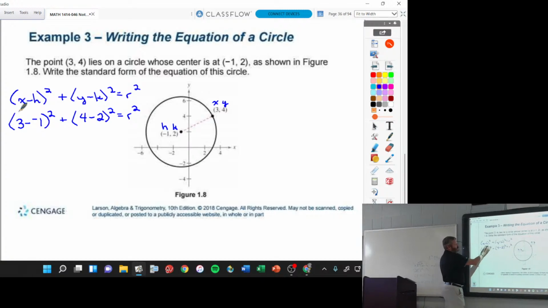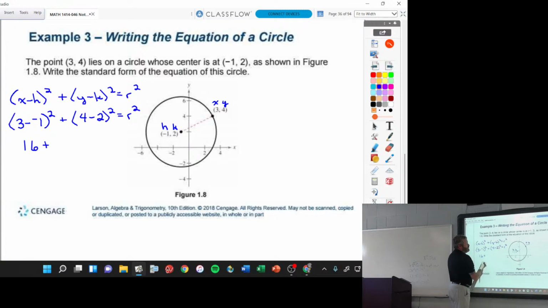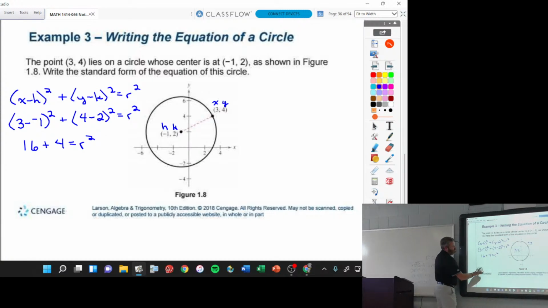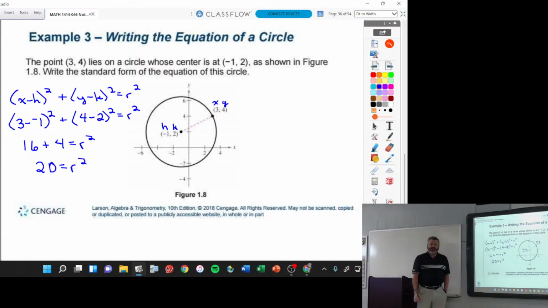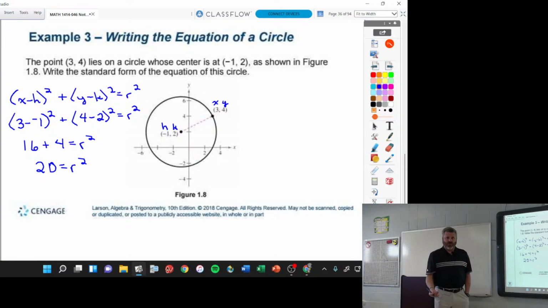Over on the left side, I have 3 minus a -1. That's 4. 4 squared is 16. Plus 4 minus 2 is 2. 2 squared is 4. Equals r squared. 16 plus 4 is 20. Equals r squared. Now, if I wanted to know the length of the radius, I would have to take the square root of both sides.